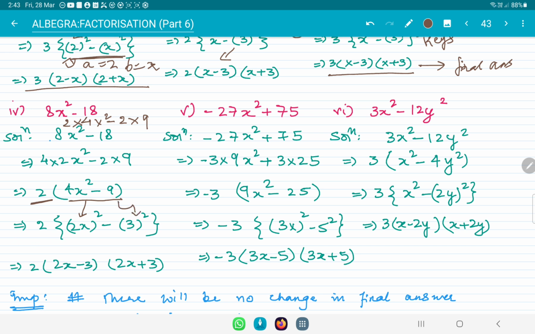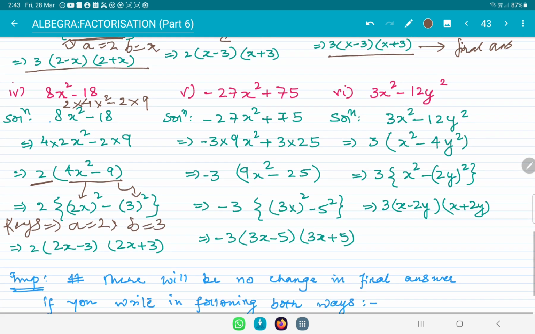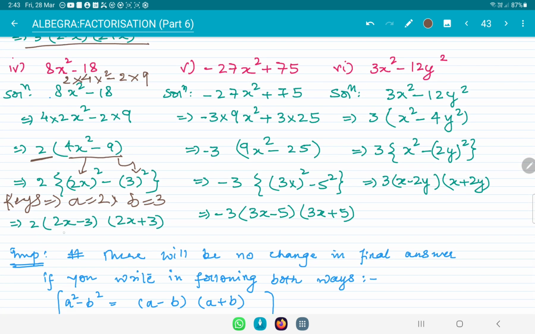So what are the keys here? Keys means what is a and b. Okay. So a is 2x and b is 3. Just write in your general formula, so you will get your final answer. 2 multiplied by, in bracket open, 2x minus 3, in next bracket 2x plus 3.